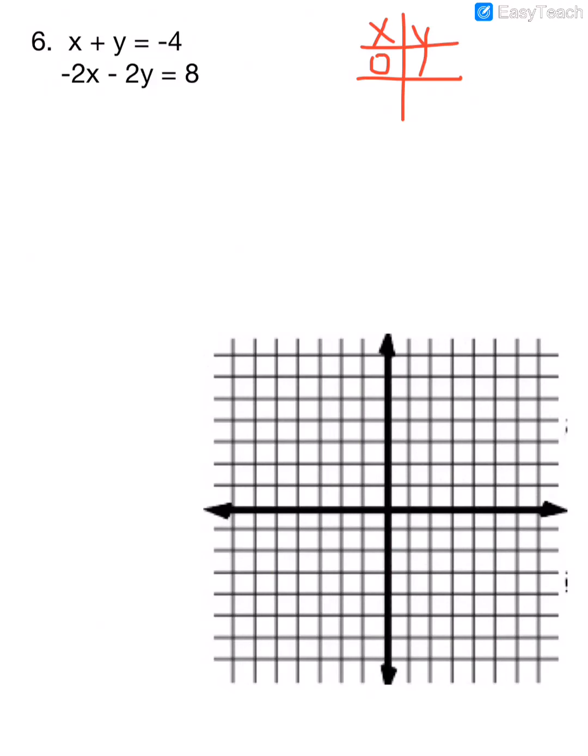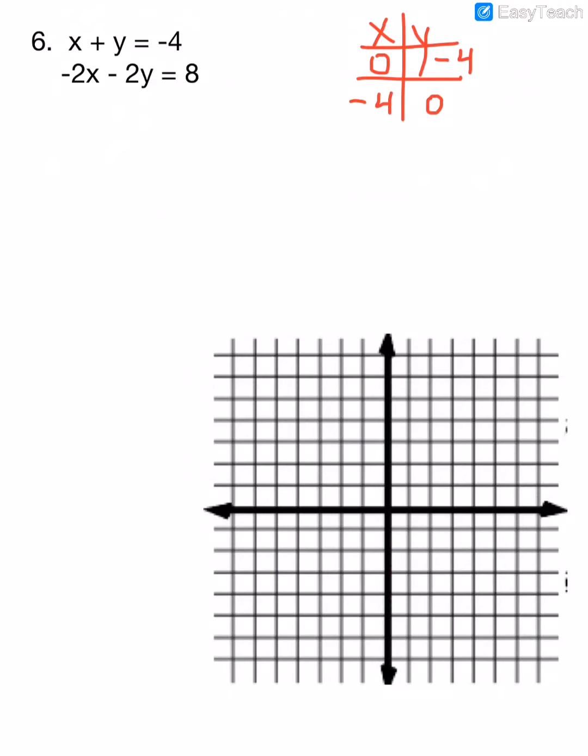If I put in 0 for x, if I put in a 0 right here, I'm left with y equals -4. So my y is -4. If I put in a 0 for y, if I put in a 0 right here, that goes away. So x equals -4. I put in a 0 for y, x is -4. So I can just plot those 2 points.